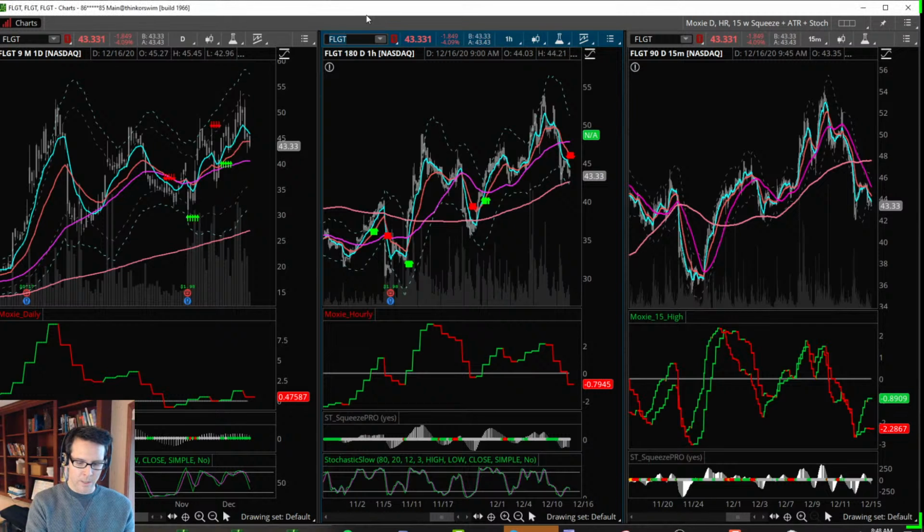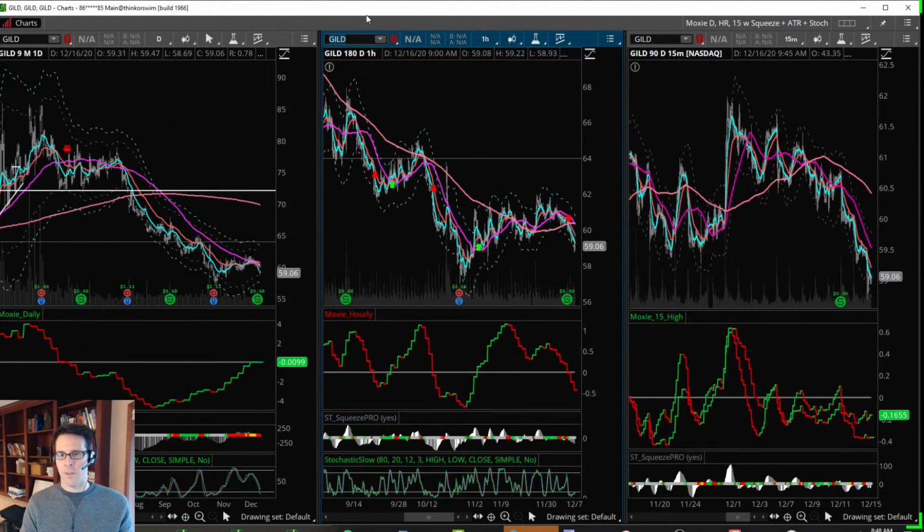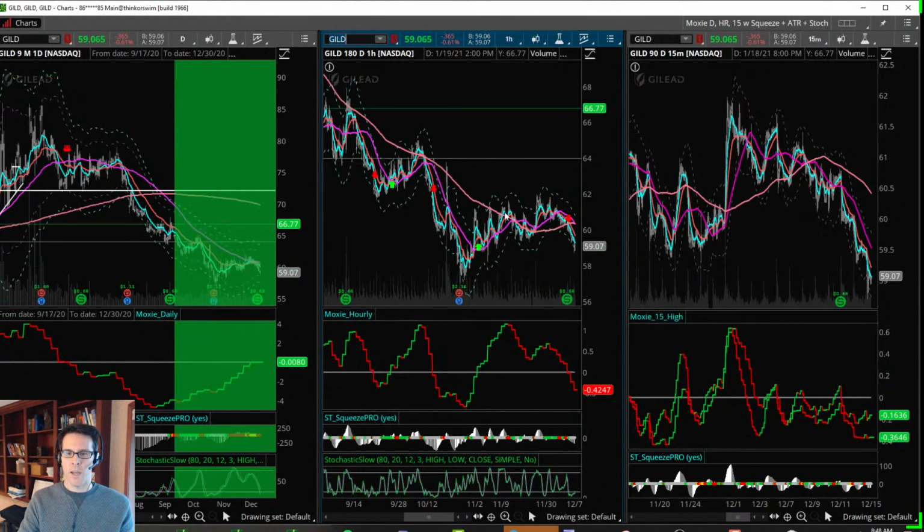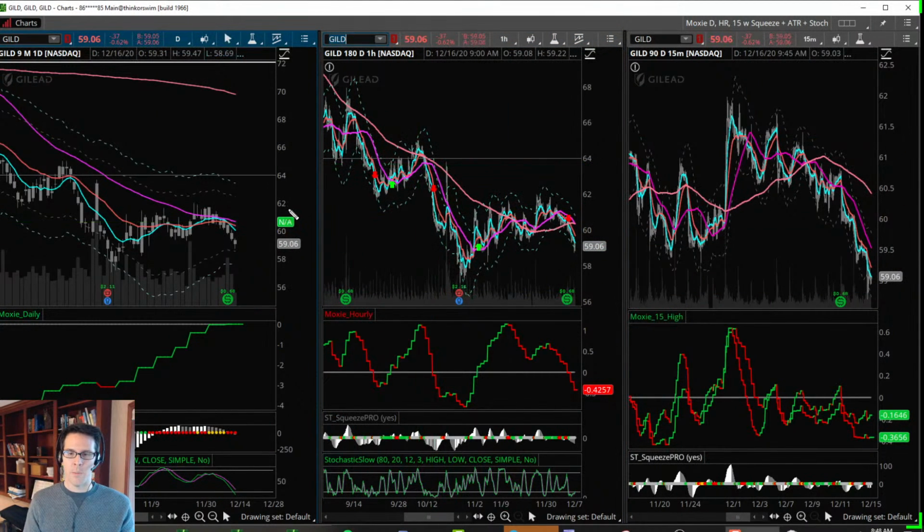Gilead, that's probably going to be a nothing. Yeah, GILD, nothing there. I don't want to be touching that. They haven't been going anywhere for a long time except when they got some of that COVID news, but you can see right here price got rejected by the daily 50, and since then it's been underneath these moving averages and just trending down. So yeah, nothing there.